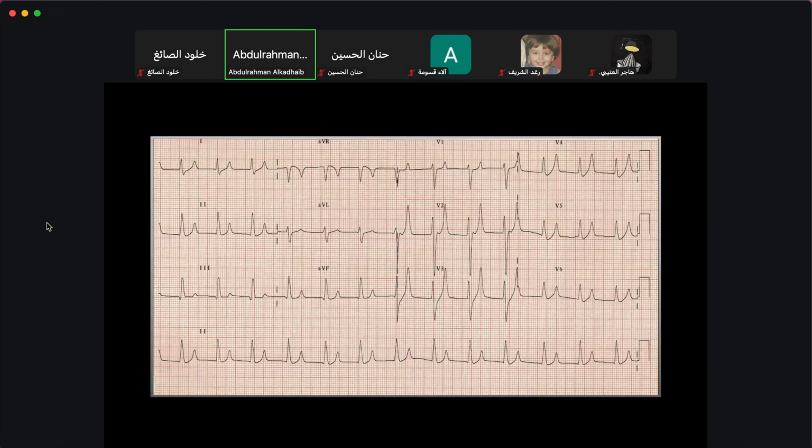So this is an ECG of a patient with hyperkalemia. So can any one of you mention the findings that we can see here in this ECG? U wave. Okay, what do you think? Are there any other changes? So I will talk about U wave later on. But what do you think? Do you see any other abnormal changes in this ECG?